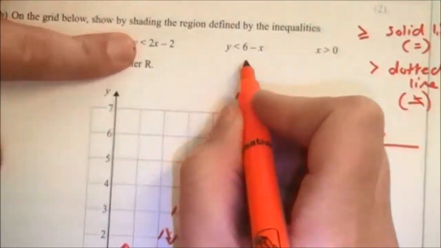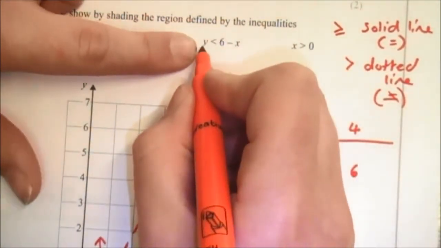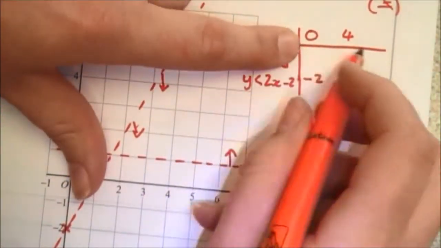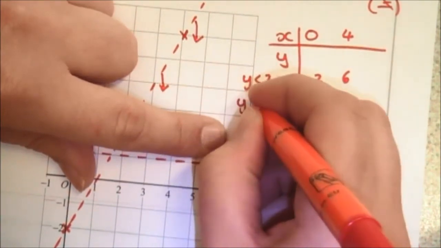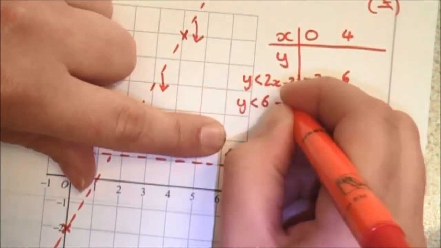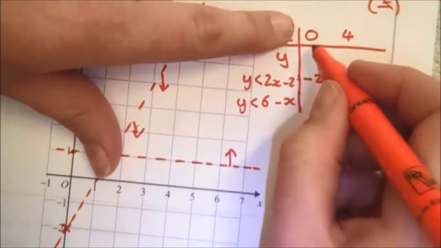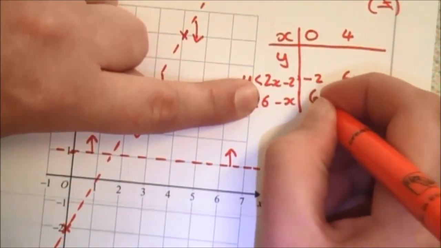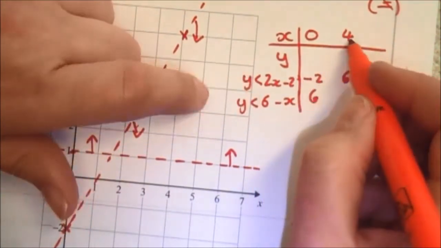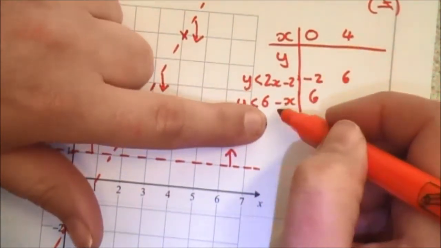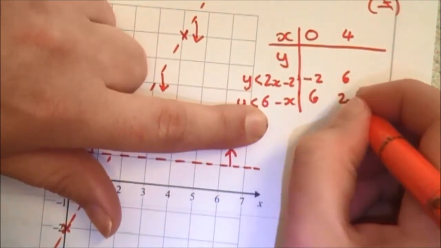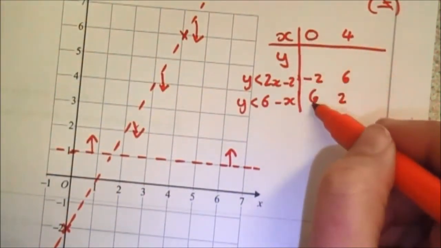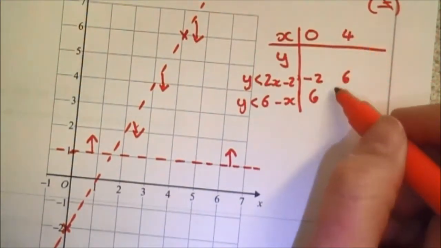Now I'm going to do my third one, and that's y is less than 6 minus x. So I'll use the same values for x. When x is 0, y is equal to 6 take away 0, which is 6. And when x is 4, y is equal to 6 take away 4, which is 2. So my first coordinate point of this line is 0, 6, and then I've got the coordinate point of 4, 2.